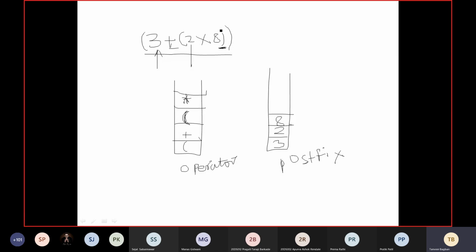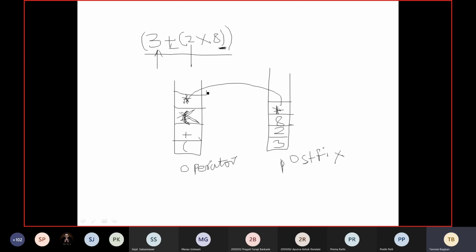When you do this, the moment you read closing parenthesis. So here we read the closing parenthesis. So we remove this multiplication and put it into the postfix stack. Then again, after this, there is an opening parenthesis. So this is also removed, but it is not used here. It is removed and discarded.